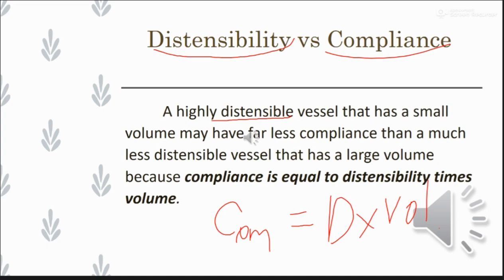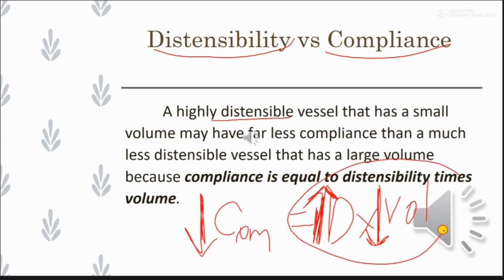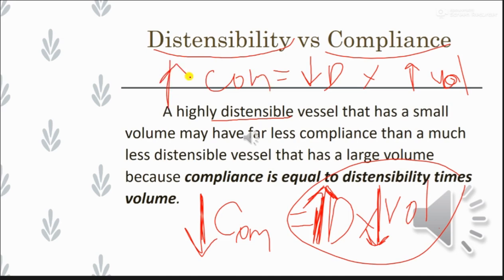So it just means that a highly distensible vessel that has a small volume may have far less compliance. For example, the distensibility of that vessel is really large, but its volume is small. So its compliance still decreases, because of this formula. And for a less distensible vessel that has a large volume, its compliance can increase because of that. Two factors determine our compliance: so look at the volume, not just the distensibility.